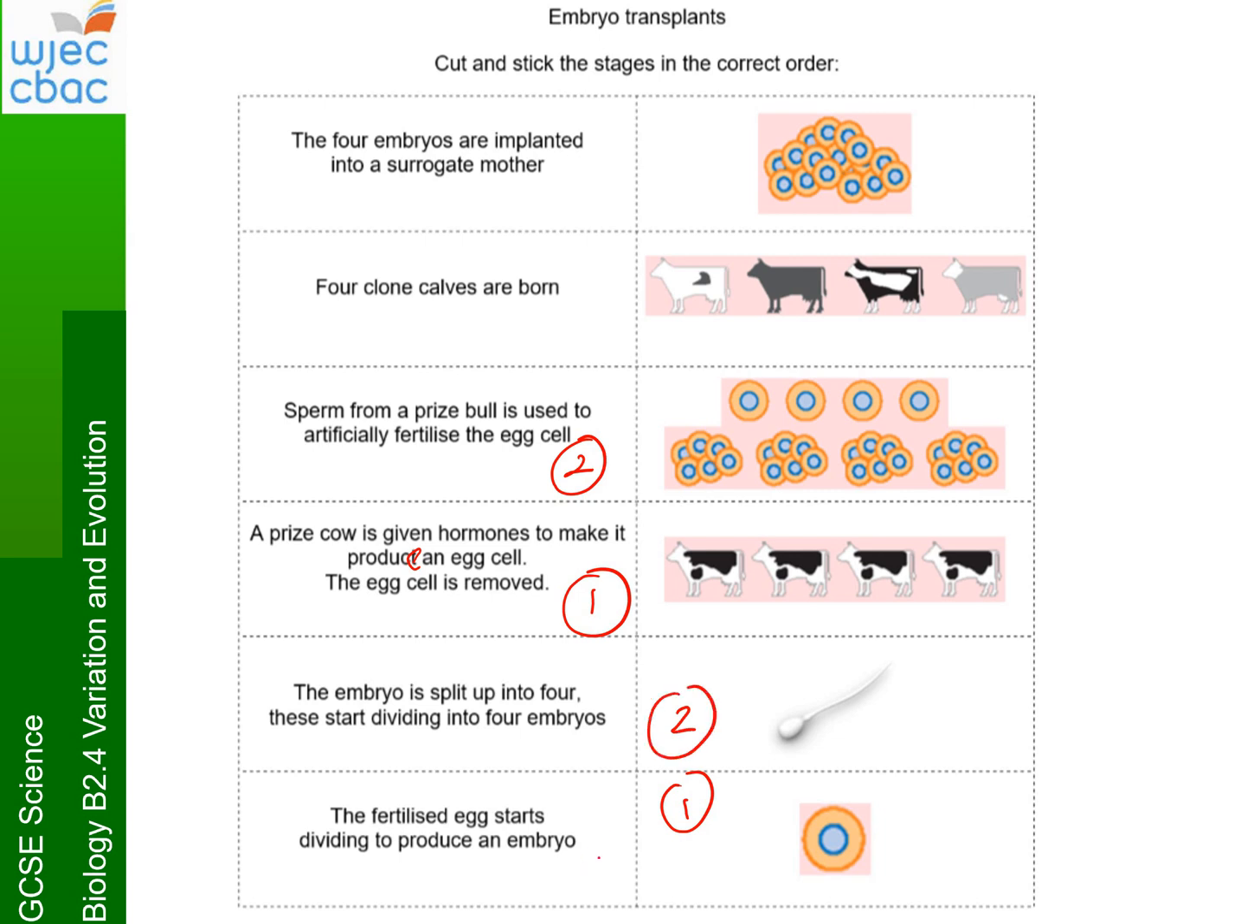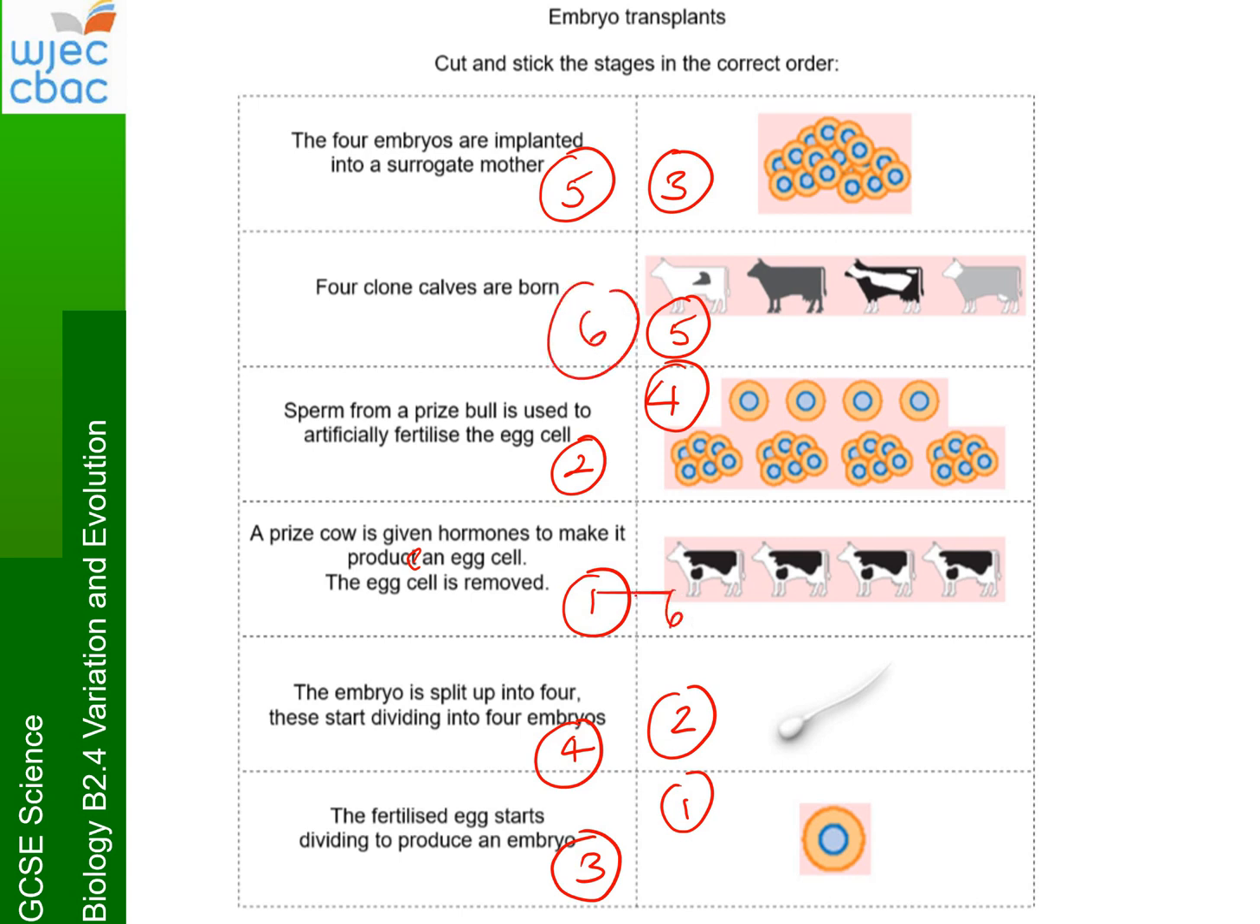Question 3, the fertilized egg cell starts dividing to produce an embryo. So this would be this picture here. Statement 4, the embryo is split into 4. These start dividing into 4 embryos. So this would be this image here. Number 5, the 4 embryos are implanted into a surrogate mother, and the surrogates are all genetically different. And finally, number 6, the 4 clone calves are born. So make sure that you've got those in the correct order, that you understand those.